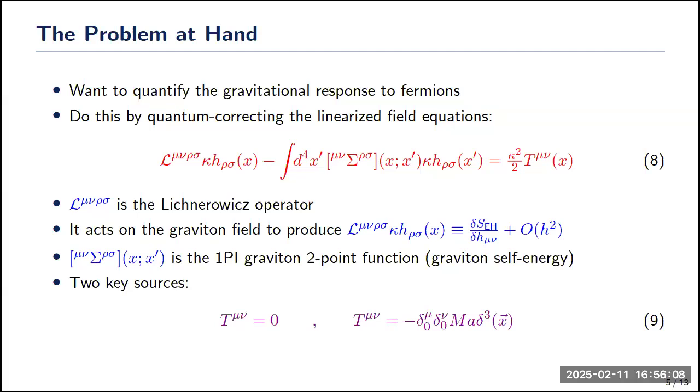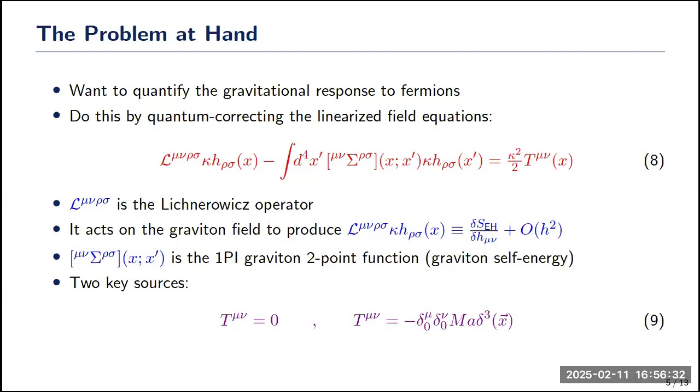So this 4-index object here, Sigma_mu nu sigma rho of x and x prime, is the one-particle irreducible graviton 2-point function, and that gets the name graviton self-energy. So taking the graviton field, integrating it up against its 1PI 2-point function, and adding it as a source term is what puts the quantum corrections in the quantum corrected linearized field equations.